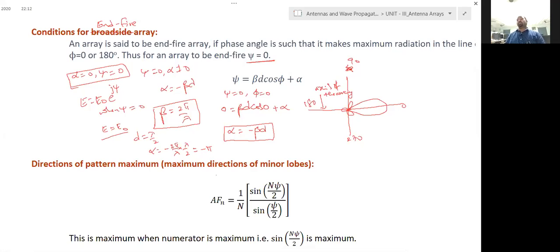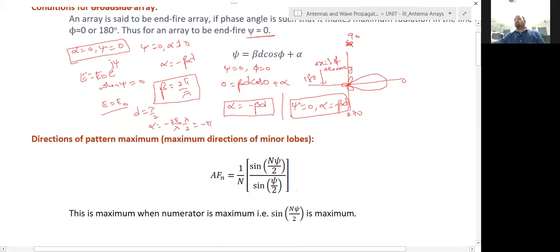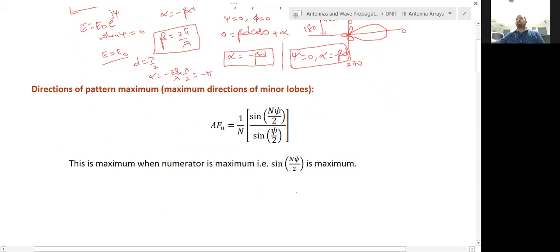Here, when the spacing between the elements is lambda by 2, then alpha is equal to minus 180 degrees. So therefore, do remember the conditions for end-fire array: psi is equal to 0, alpha is equal to minus beta d. These are the conditions for end-fire array, very important for short answer questions. And again, the rest of the things are the same. You can follow the same procedure when determining the maximum direction.